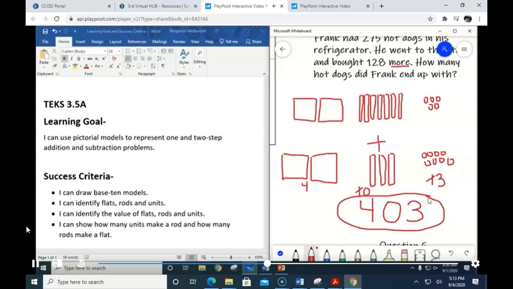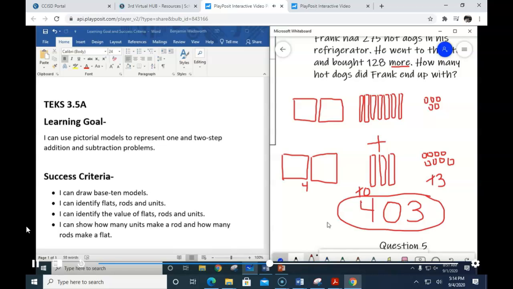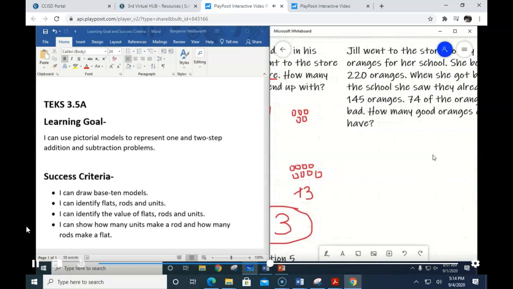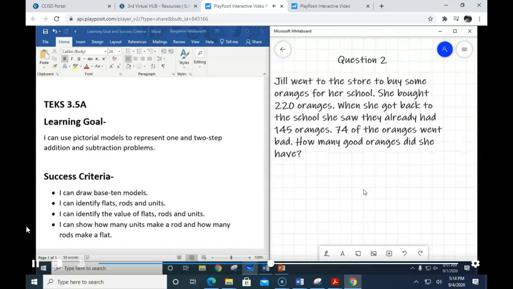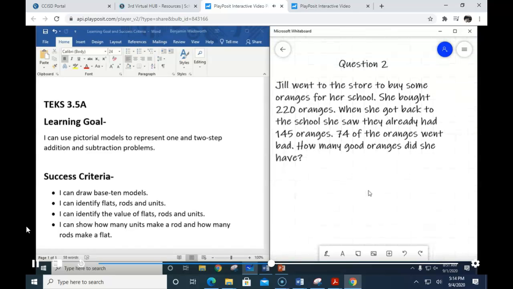So Frank is going to end up with 403 hot dogs. That is a lot of hot dogs. Okay, let's move on to question 2. Now this one is a little more difficult because I decided I was going to do a 2-step problem for this one, so you guys can see that we can use base 10 model for 1-step and 2-step problems, okay?